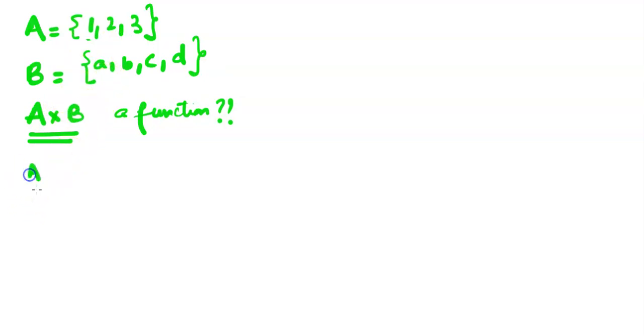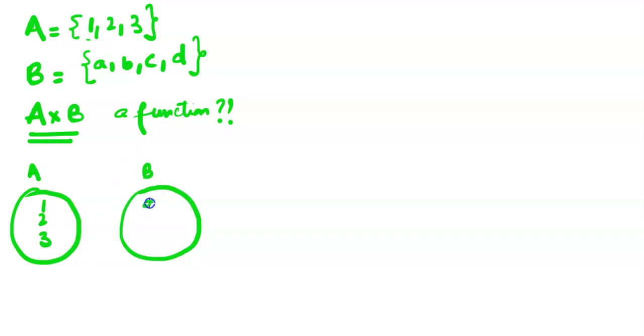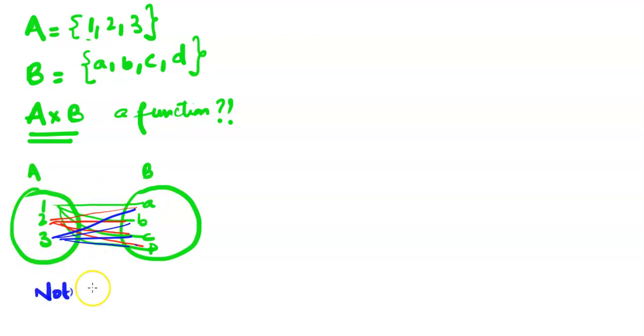So if there is A and then there is B, then the Cartesian product means 1 has a relationship with A, B, C and D. Similarly, 2 also has a relationship with A, B, C and D, and 3 also has a relationship with A, B, C and D. So again, the relationship from A to B is not unique, so this is not a function.